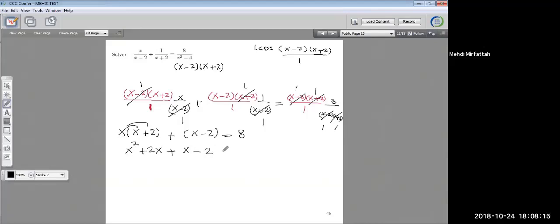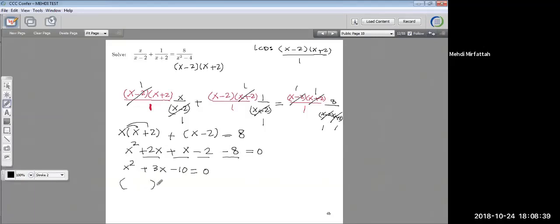I'm going to move everything to one side of the equation by subtracting 8 from both sides of the equation also, so I can combine like terms. I get x squared, 2x plus 1x gives me plus 3x, minus 2 minus 8 will give me minus 10. And this is what you need to factor.